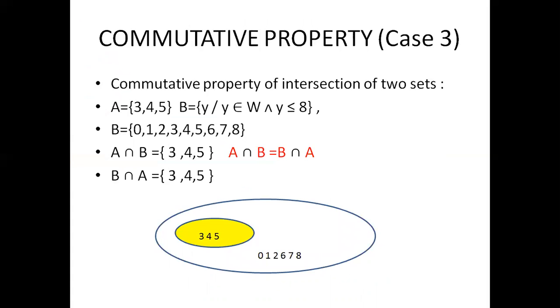Once again, A union B is equal to B union A. Now, commutative property of intersection of two sets, 3, 4, 5, and 0, 1, 2, 3, 4, 5, 6, 7, 8. There is common between them. So the shading part you can see 3, 4, 5.